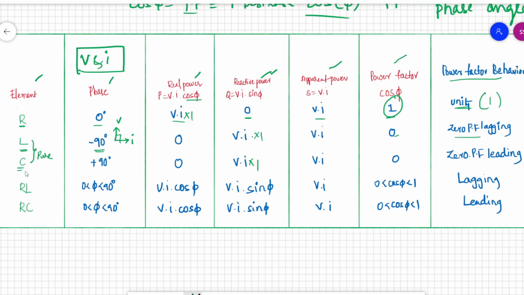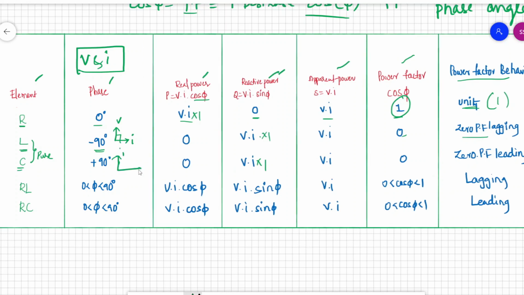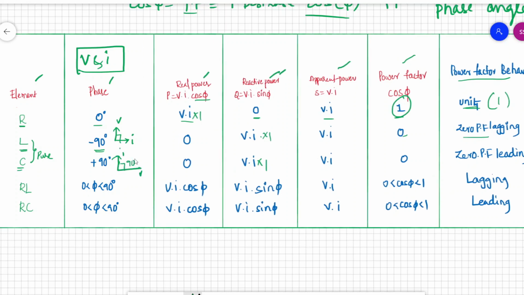Let us see pure capacitor behavior. Current leads the voltage by 90 degrees. Real power is 0 because cos 90 is 0. Reactive power is V into I because sin 90 is 1, and apparent power is constant, V into I. Power factor will be 0 because it is 90 degrees and cos 90 is 0, and the behavior is zero power factor leading.